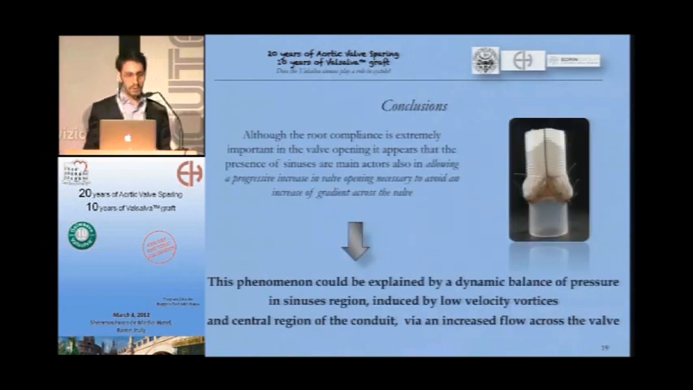So we can conclude that although the root compliance is extremely important in the valve opening, it appears also that the sinuses are main actors in allowing a progressive increase in valve opening necessary to avoid an increase of gradient across the valve. This phenomenon could be explained by a dynamic balance of pressure in the sinus region induced by lower velocity vortices and the central region of the conduit. And this happens via an increased flow across the valve.